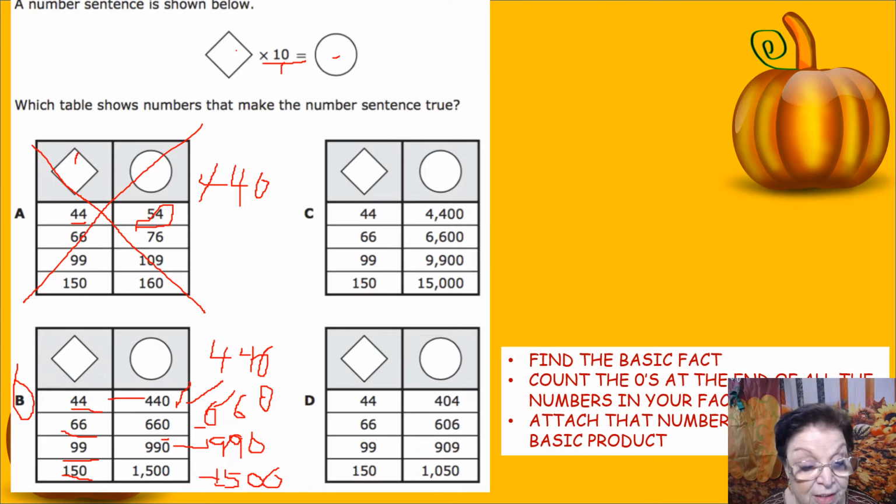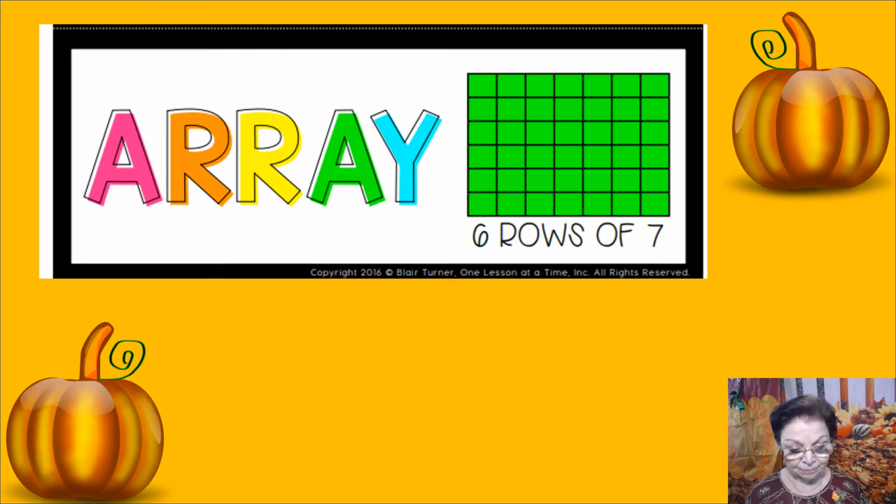44 times 10 is going to be 44 plus a 0. This one has 2 zeros. They all have an extra 0, so it can't be that one. 44 times 10 is going to be 440. Oh, that doesn't say 440. Ha! Again, it's going to be B. But you were right, little voice. Never mark an answer correct until you've looked at all the answers.